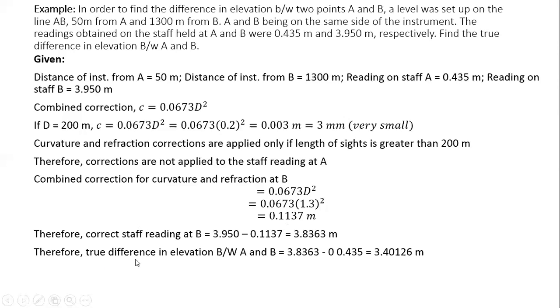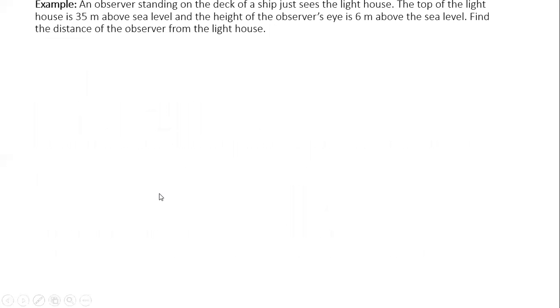So this means that the true difference in elevation between A and B is equal to this reading at B, and the reading at A is as it is, 0.435. There is no need to apply the correction here. So subtraction of the two will give you the correct difference in elevation between these 2 points, that is 3.40. Clear? So simple problem. So let us discuss one more problem here.